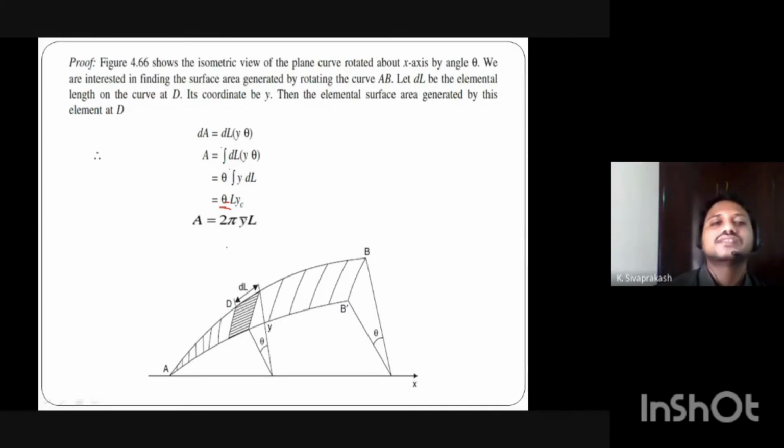So the theorem has been proved here. According to theorem 1, the total surface area generated by revolving a plane curve is equal to the product of the length of the curve and the distance traveled by its centroid in one revolution. That is the statement of the theorem of Pappus-Guldinus, and it is very, very important. I'll move to the next theorem, that is the theorem of Pappus-Guldinus 2.